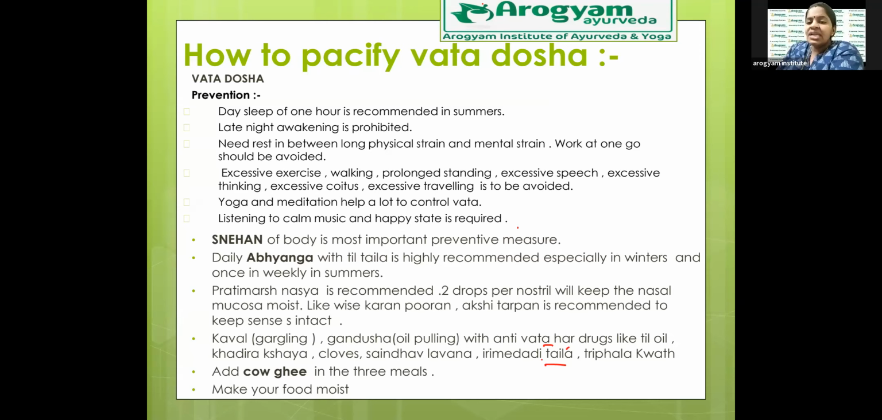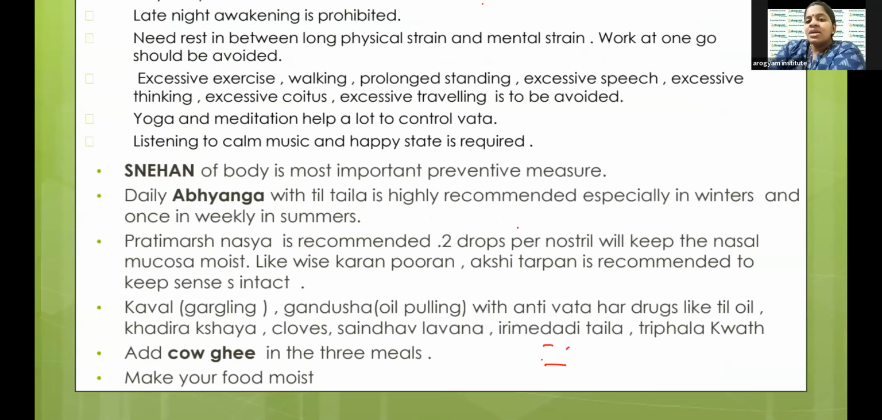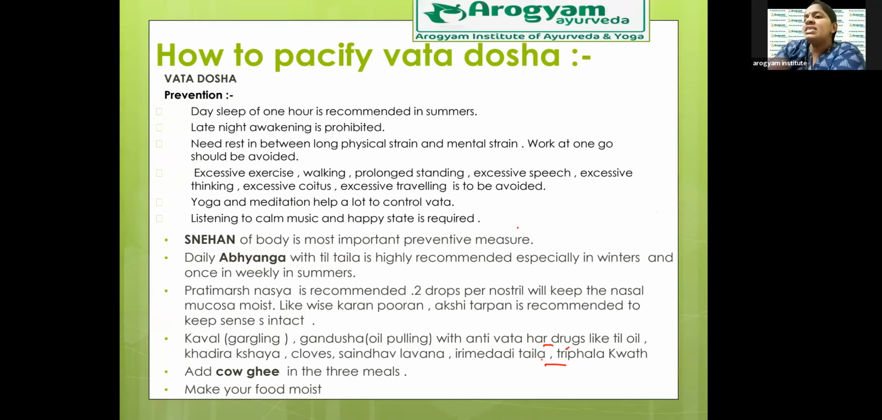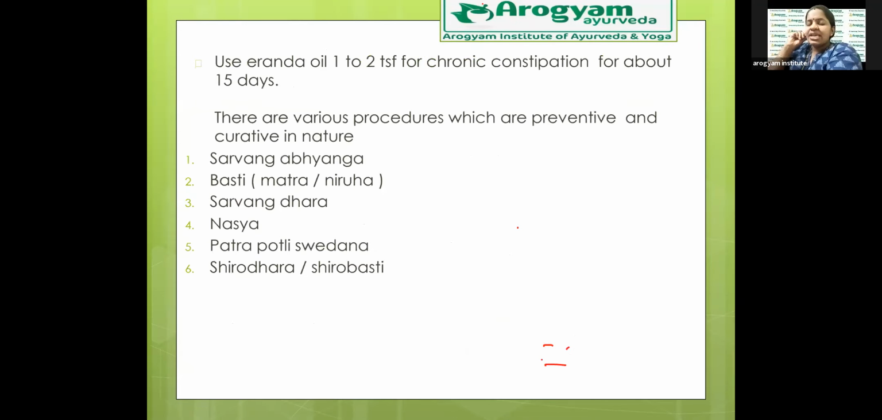Kaval, that is gargling. Gandusha is oil pulling with anti-vata drugs like til oil, Kadir Kashaya, cloves, Saindhav Lavana, Irimedadi Taila, Trifala Kwath, all these are very helpful. Cow ghee in all the 3 meals. Make your food moist because rukshan khane se, that is dry food khane se, vata severely बढ़ जाता है. Use erinde tel, 1 to 2 teaspoonful for chronic constipation for about 15 days.